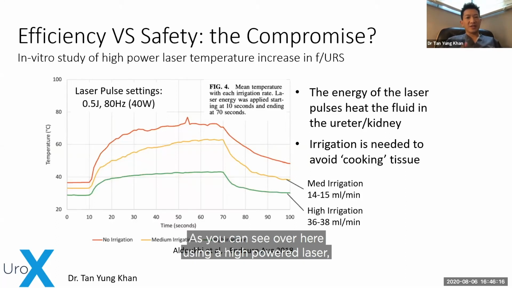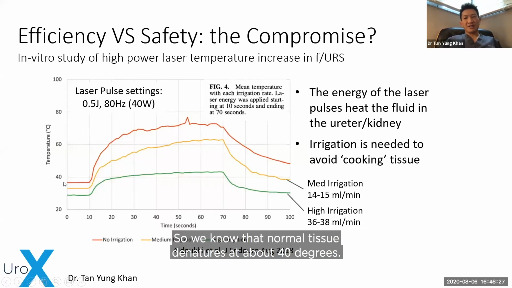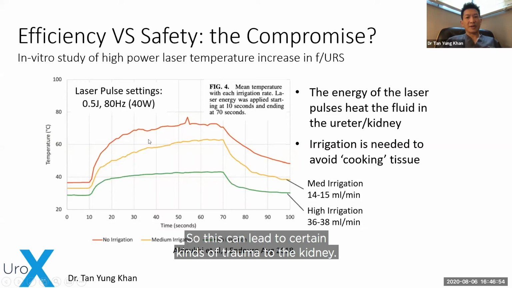As you can see over here, using a high power laser, a 40-watt laser, if the irrigation is not sufficient, temperature rises quite significantly. So we know that normal tissue denatures at about 40 degrees, and the body temperature is already close to around 37 degrees. So you basically have a 5, maybe if you're lucky, a 10 degrees Celsius window to play within in terms of temperature changes. But as you can see, with a high power laser and with insufficient irrigation, you can easily hit 60 degrees or more when you fire the laser for up to a minute. So this can lead to certain kinds of trauma to the kidney.